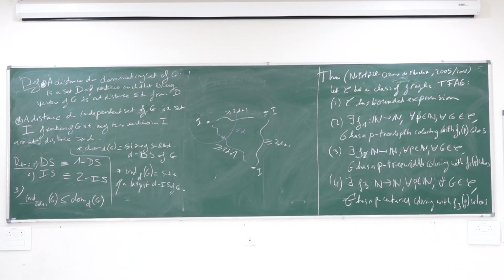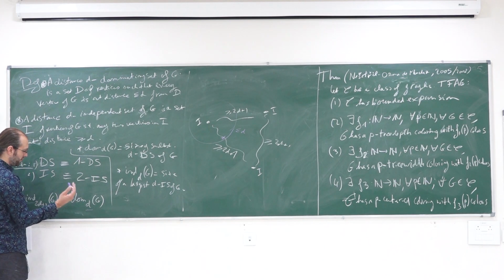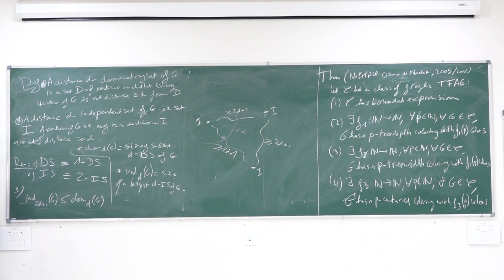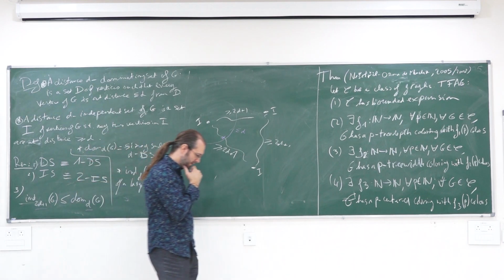So if you take d equal to 1, the normal dominating sets, it's at least the size of an independent set at distance 3, which is sometimes called a packing. I think somebody talked about this, no? Maybe too young.